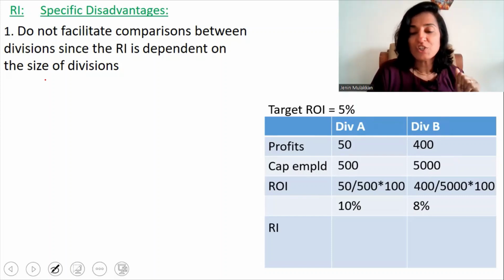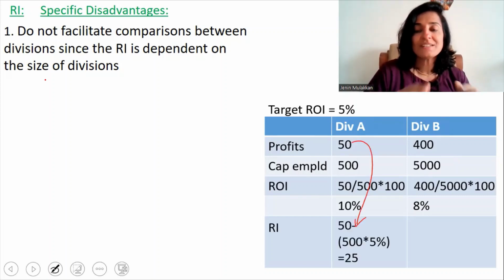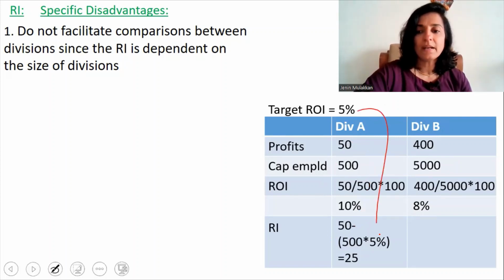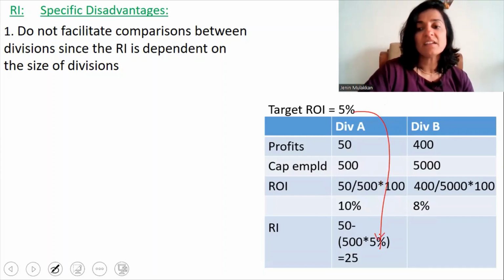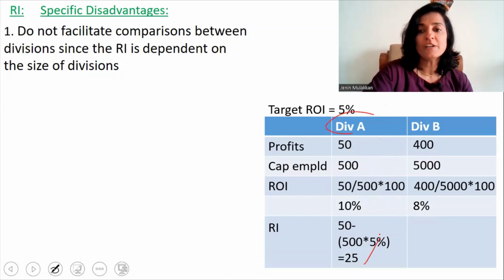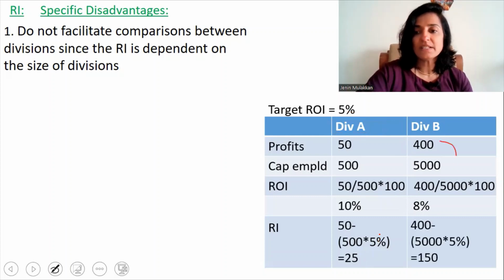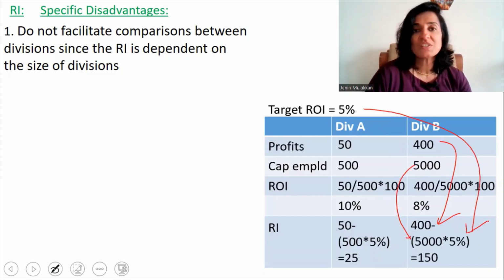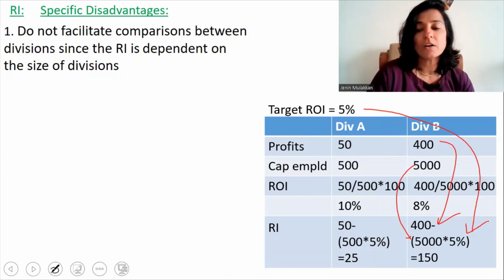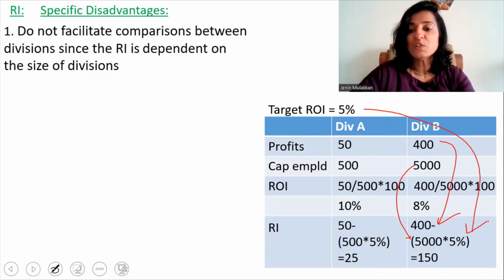Residual income for division A is $50, which is the controllable profit, minus the capital employed of 500 multiplied by 5%, which is the target return on investment percentage. So the residual income is 25 for division A. And as far as division B is concerned, the residual income is 400, which is the controllable profit, minus 5,000, which is the capital employed, multiplied by 5%, which is the cost of capital or the target return on investment. So you get the residual income as $150.